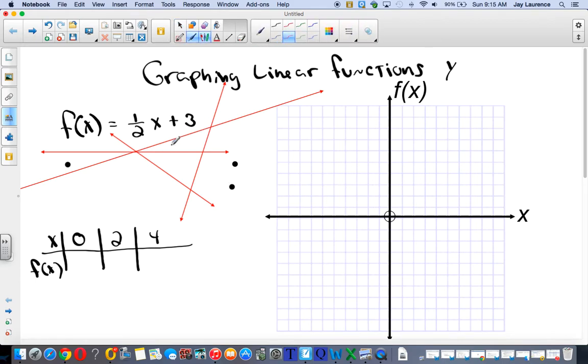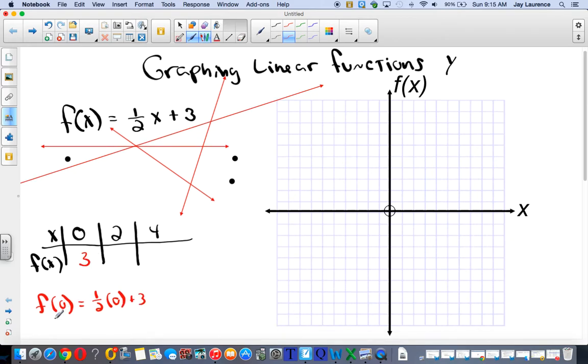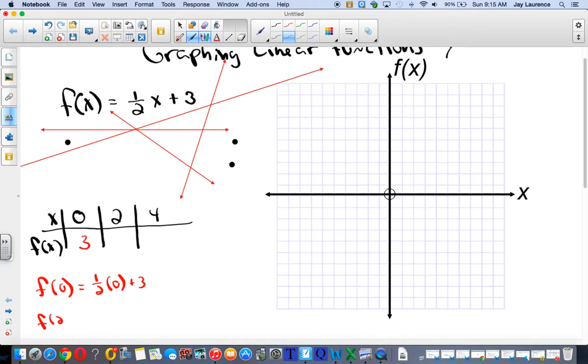And so let me do f of x. If I do f of 0, I should get 1/2 times 0 plus 3, which is going to be 3, right? And then I have to do f of 2, and that'll be 1/2 times 2 plus 3. And let's see, that'll simplify to 1 plus 3, which is 4. And then I have to do f of 4, which is 1/2 of 4 plus 3, which I believe will come out to be 5.